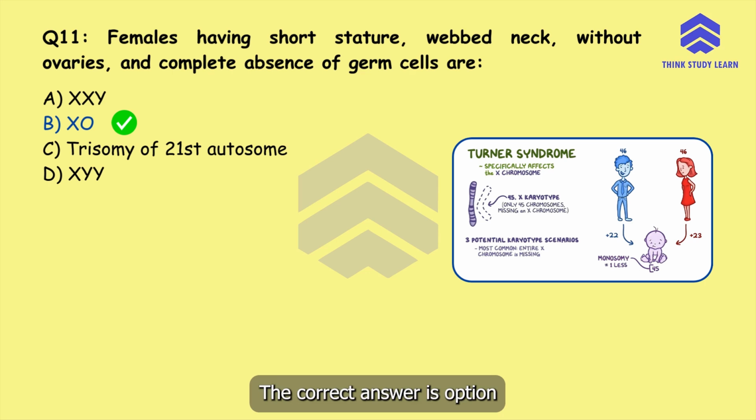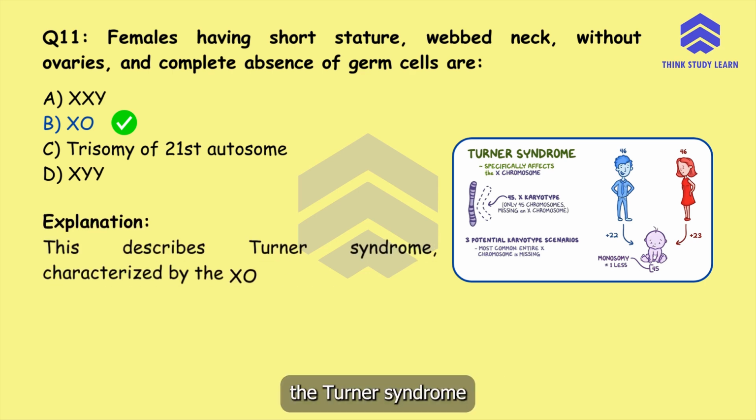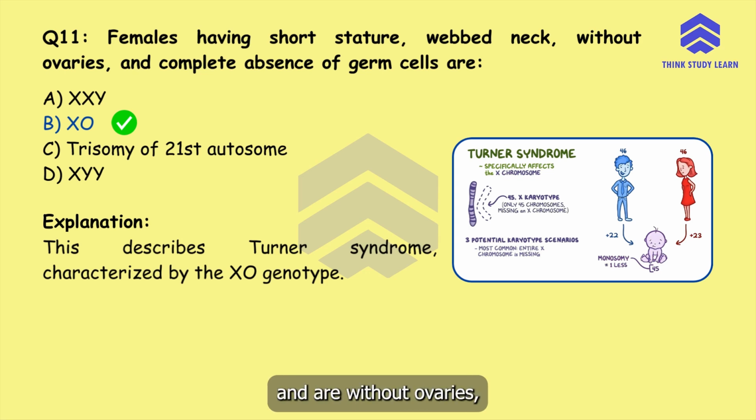The correct answer is option B, XO. This describes Turner syndrome, characterized by the XO genotype, where the females have short stature, webbed neck, and are without ovaries, and there is complete absence of germ cells.